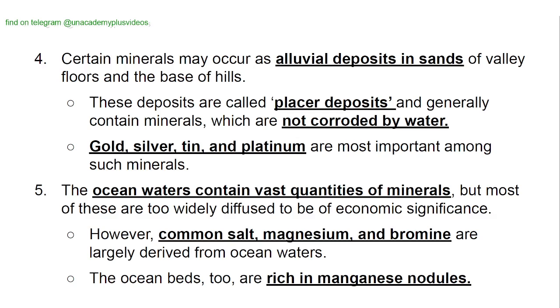The ocean waters contain vast quantities of minerals, but most of these are too widely diffused to be of economic significance. However, common salt, magnesium, and bromine are largely derived from ocean waters. The ocean beds too are rich in manganese nodules.